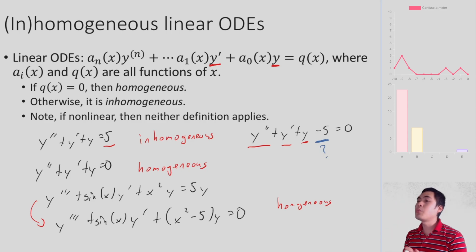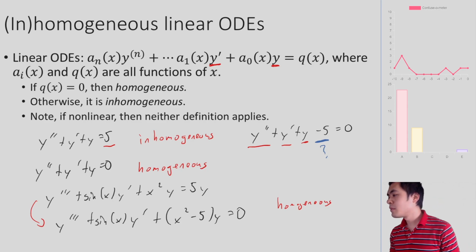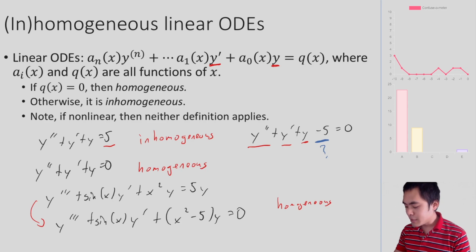The standard way that we write this is we write all the things that have a y or a y prime on the left, and the things without it on the right. And that 5 doesn't have a y multiplied by it, and so therefore it is inhomogeneous. Does that answer your question? So these are the same, and so this is still inhomogeneous.